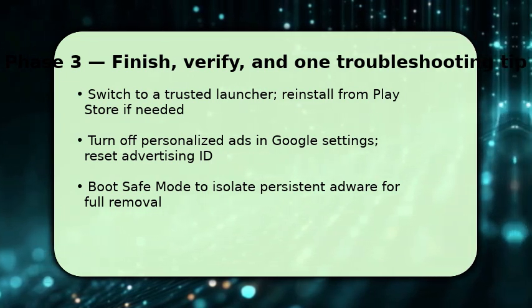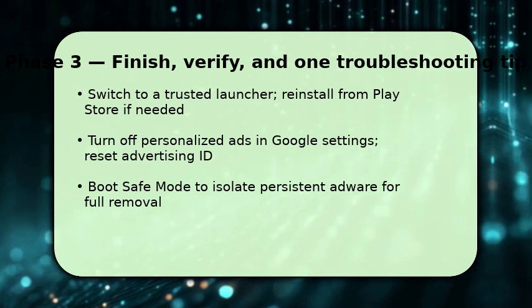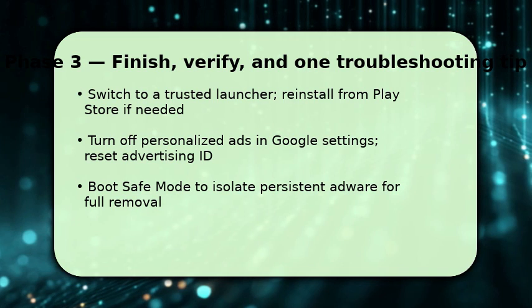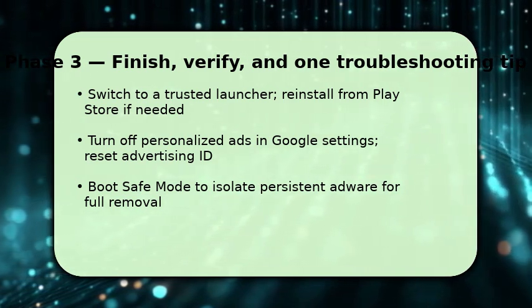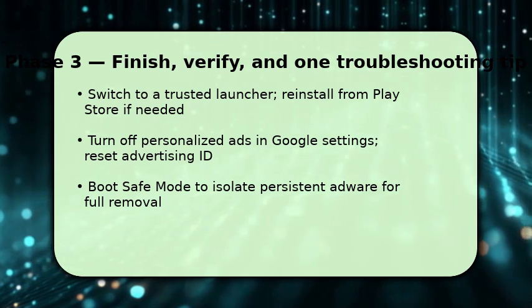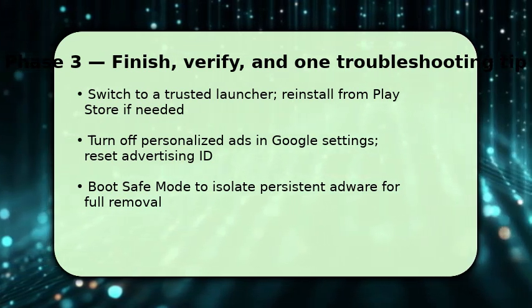Then open Google Settings, go to Ads, and opt out of personalized ads. Reset the advertising ID to cut tracking. If ads persist, reboot into safe mode to disable third-party apps temporarily. Identify which app disappears with ads and uninstall it.